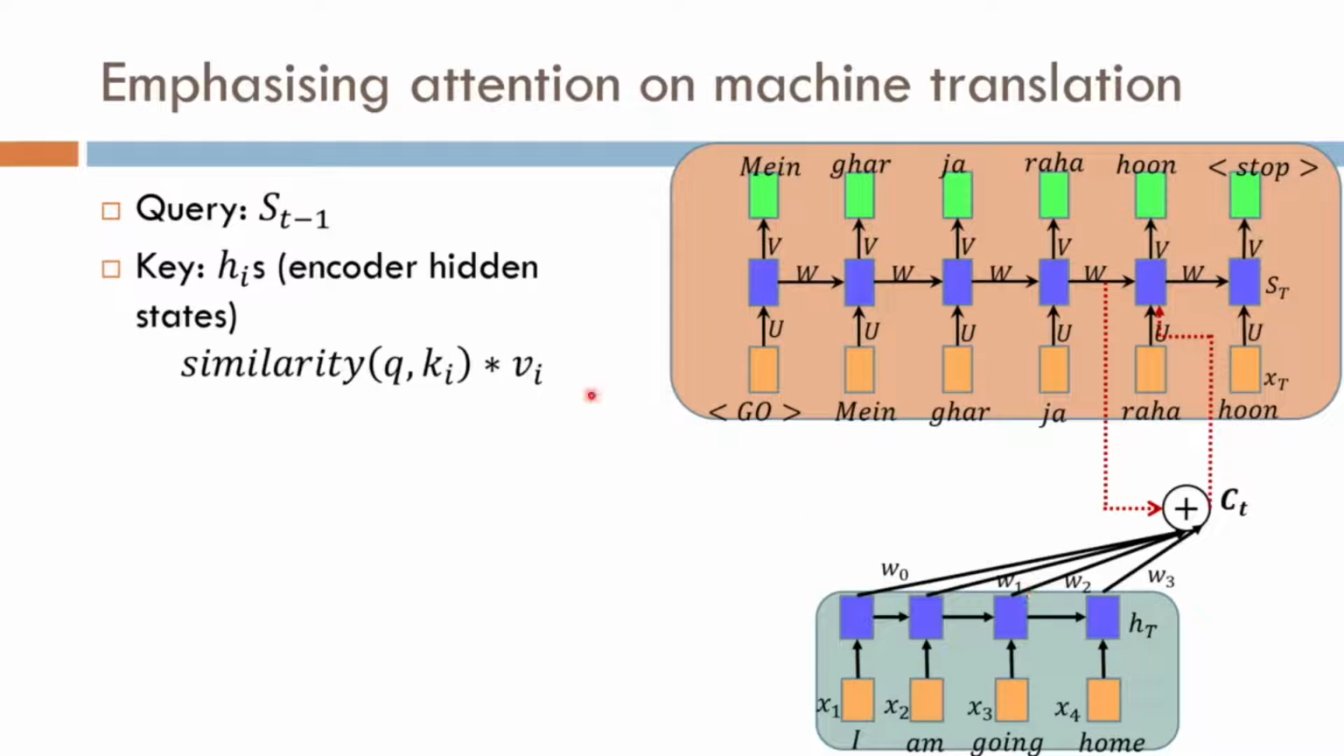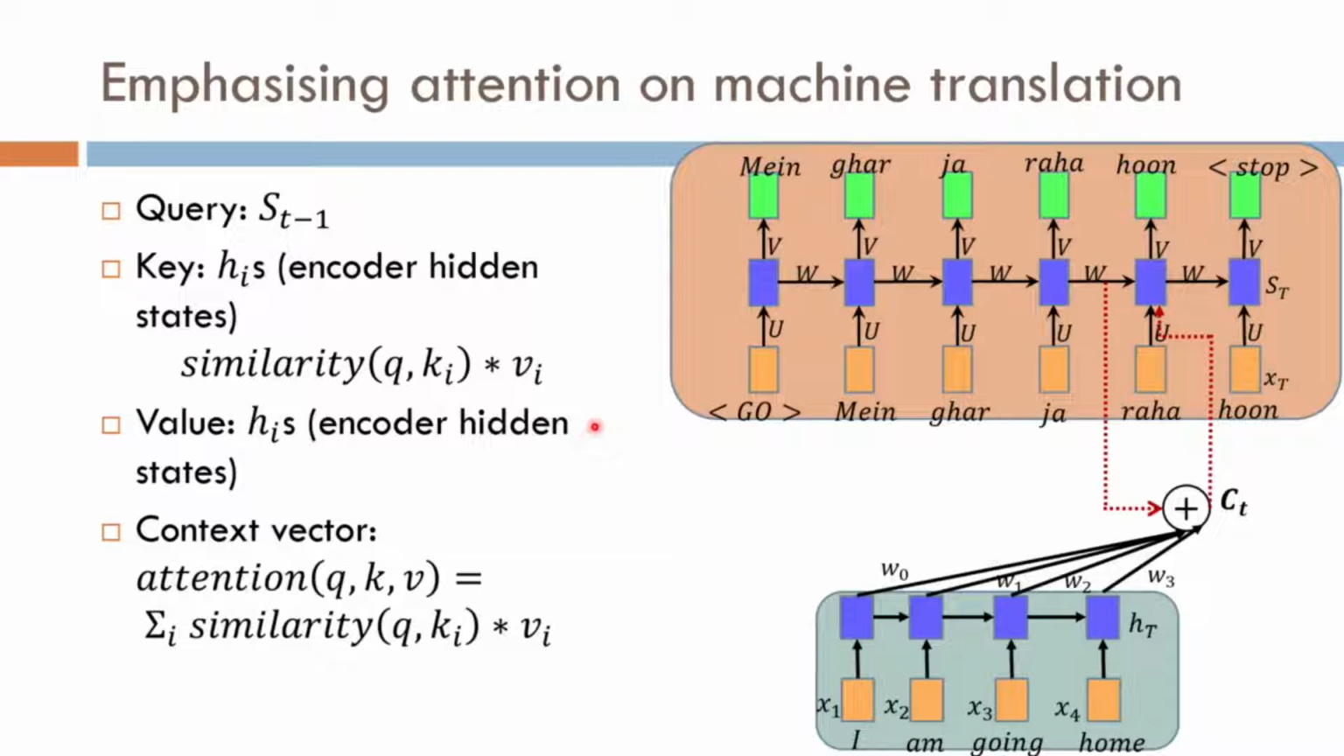Right? So what is the key here? The key is also the encoder hidden states. So this query is fired on the set of keys, which is the encoder hidden states, and we compute the similarity. And once we compute the similarity, we multiply the similarity with the value. What is the value here? The value is also the encoder hidden states. So the key and value are the same here. So what we are doing is, given these hidden states, we are firing the query, which is the hidden state from the decoder side, st minus 1.